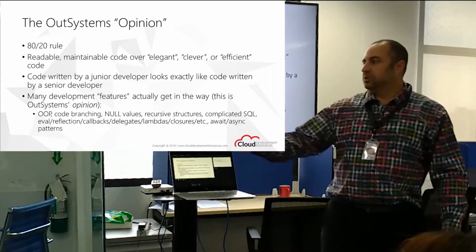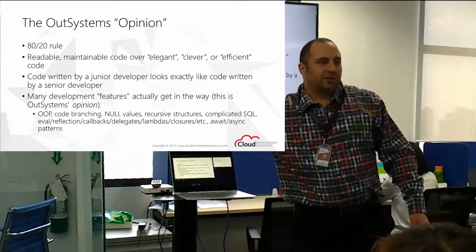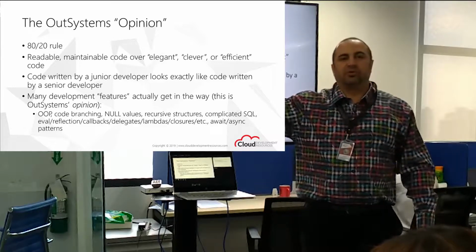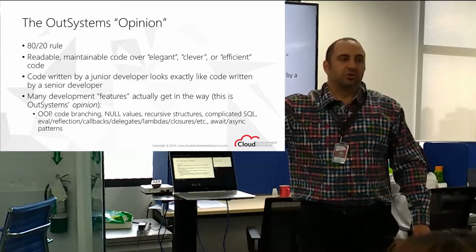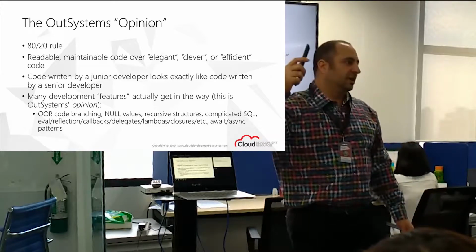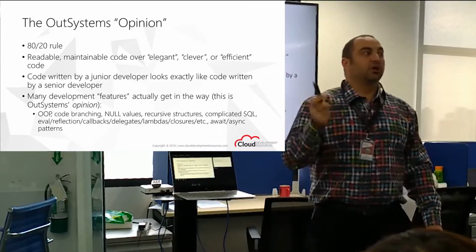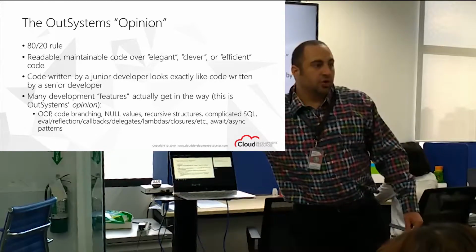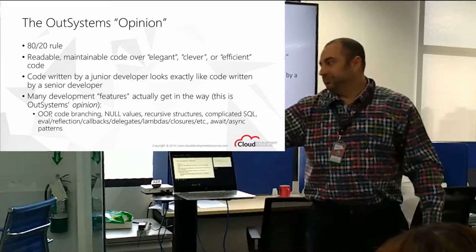Some examples of those: object-oriented programming. How many times have you had an argument that lasted like 3 days over whether or not something should use the singleton pattern or abstract factory classes versus concrete classes, right? These are the kinds of arguments that we get tied up in forever with object-oriented programming. OutSystems says there's no more arguments.